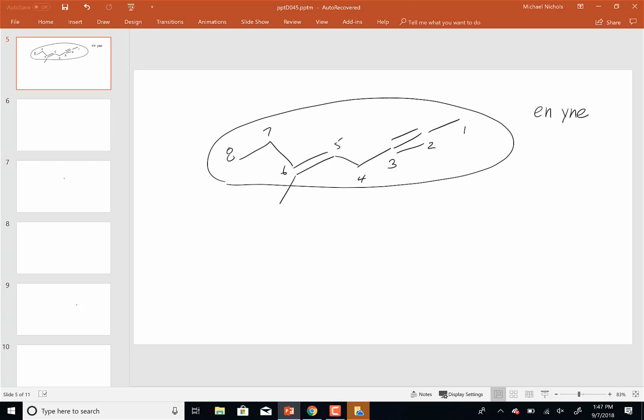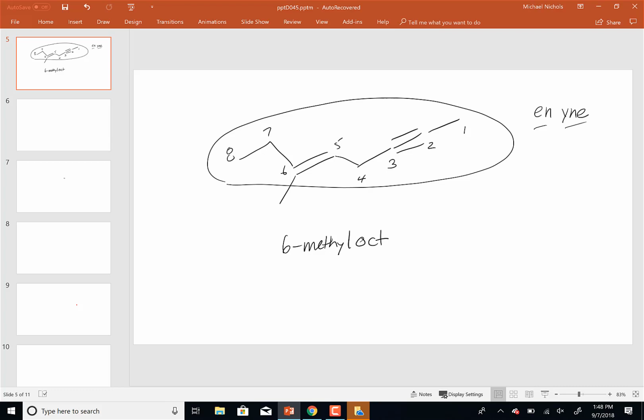Okay, so then in terms of the final naming here, I've got a methyl group on carbon 6. That's easy enough. I've got a 6-methyl. 6-methyl what? I've got 8 carbons, so it's a 6-methyl-oct. Oct what? It's still an ene. So that means it's a 6-methyl-octene. But I've got to tell the number of where the double and the triple bonds are.